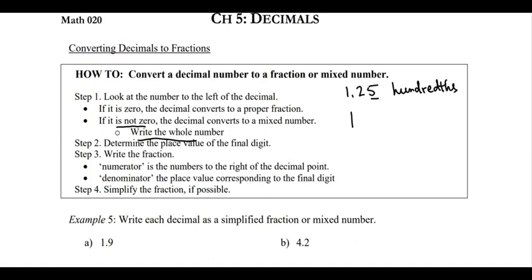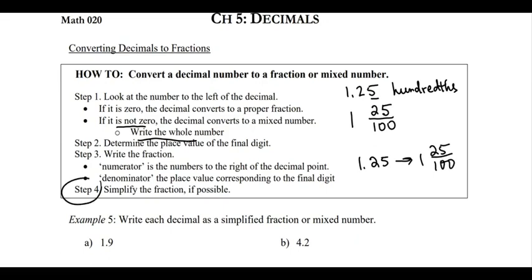Hundredths. So that means the denominator is going to be the place value corresponding to the final digit. So it's going to be 100. The place value was hundredths, the denominator is 100. And then all I need to do is put the numerical part, the 25, in the numerator. So 1.25 converts to a mixed number as 1 and 25 over 100.